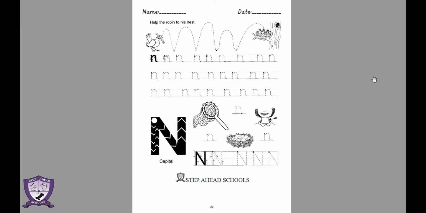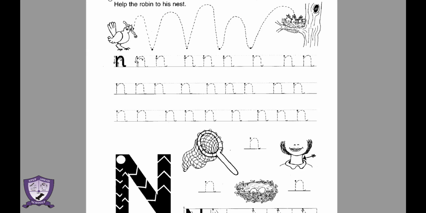Page number 20, we will learn how to write N. We will start first. Help the robin to his nest. Here's a little robin. Can you see a robin? Over here, it's a small robin. And he's holding a worm in its beak. And he wants to reach his nest where there are little babies to be fed by the robin.